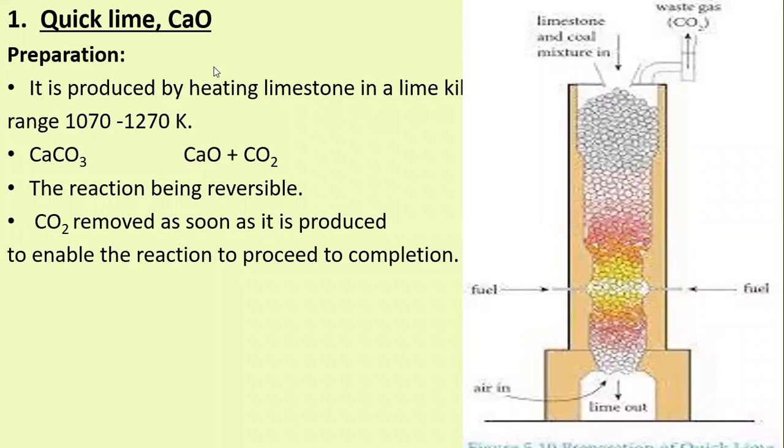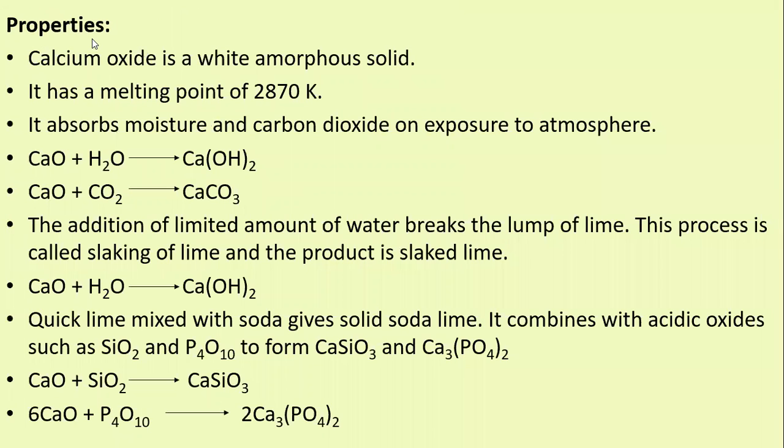That's all about the preparation of quicklime. Now we'll move on to its properties. Calcium oxide is a white amorphous solid. So calcium oxide, CaO, is in an amorphous form, and it is a solid.